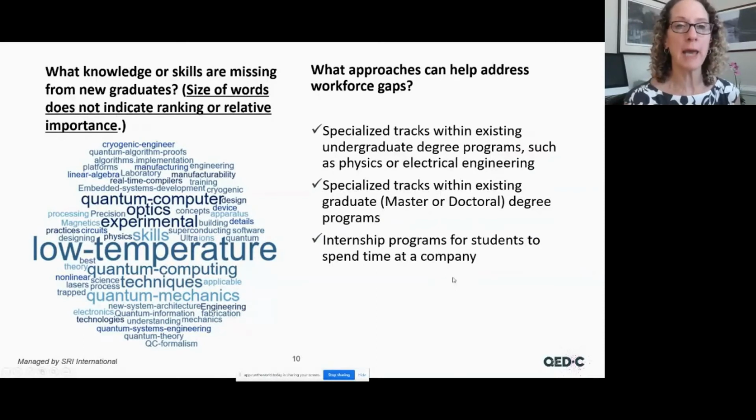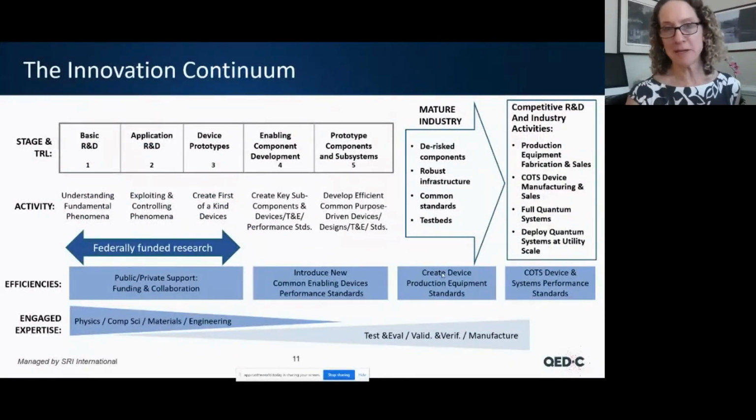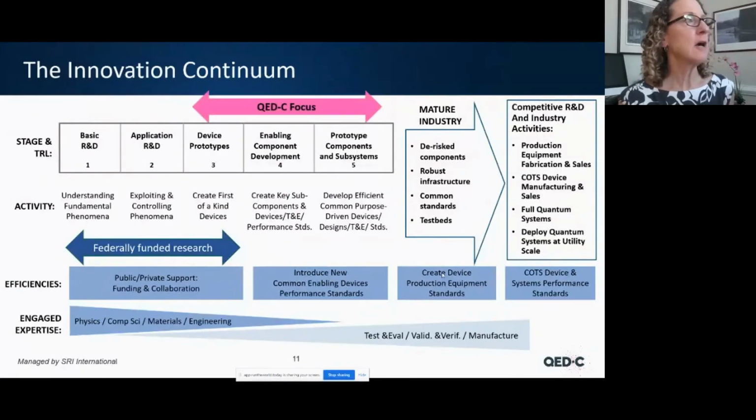And another approach for educating that they emphasized highly was the use of internships. So for those of you who are in university environments or who are students, think about how to connect students to these type of internship opportunities. And QED-C is working to create a program that will help to match students with internship opportunities at our member companies. So back to the continuum, where does QED-C kind of fit into this? We see ourselves as being kind of in that valley of death.